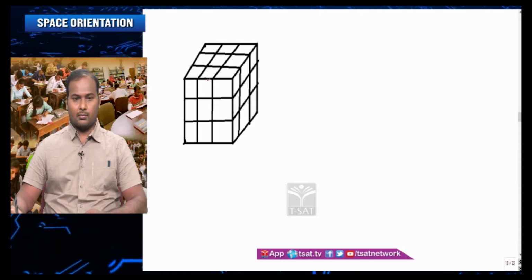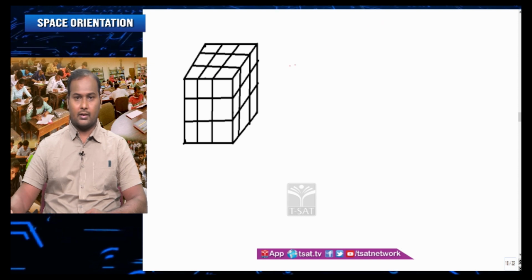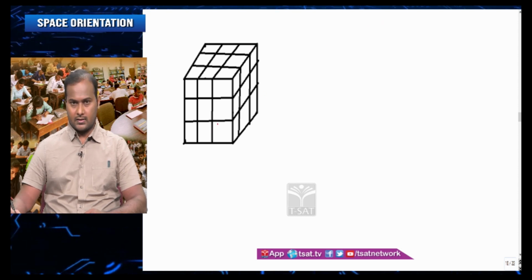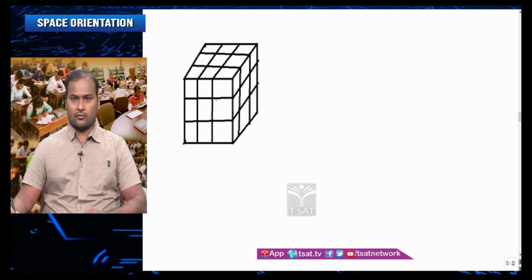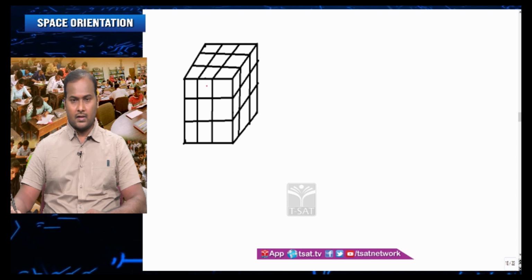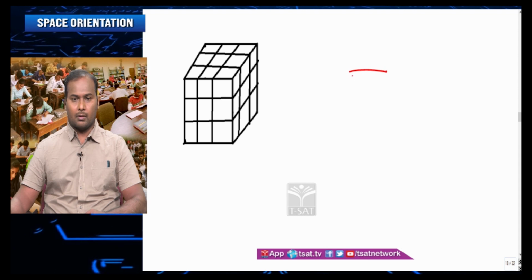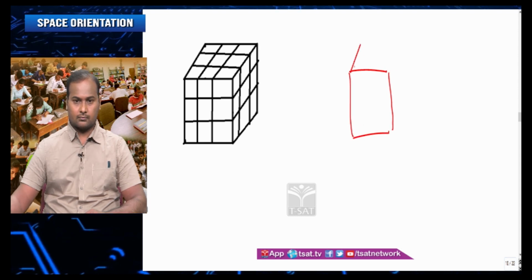See here, the question will generally be: a cube of side 3 centimeters is cut into 1 centimeter size. How many small cubes are formed? So this kind of question may be asked. Or see here, generally whenever you see a cube, you need to remember that a cube always has 6 faces.